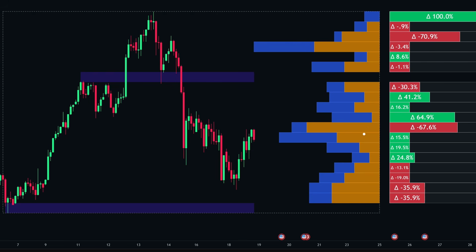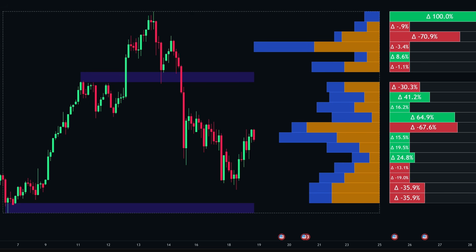Next, the orange bar represents bearish volume. The size of the orange bar grows when more selling takes place at that price level. When the orange bar is wider than the blue bar, it shows seller dominance. This tells us that sellers were able to stop price from moving higher and were pushing the market downward.